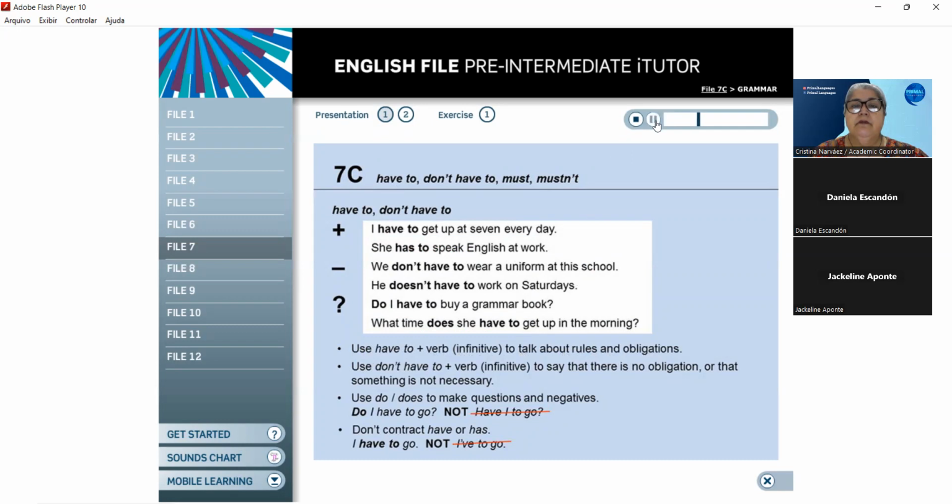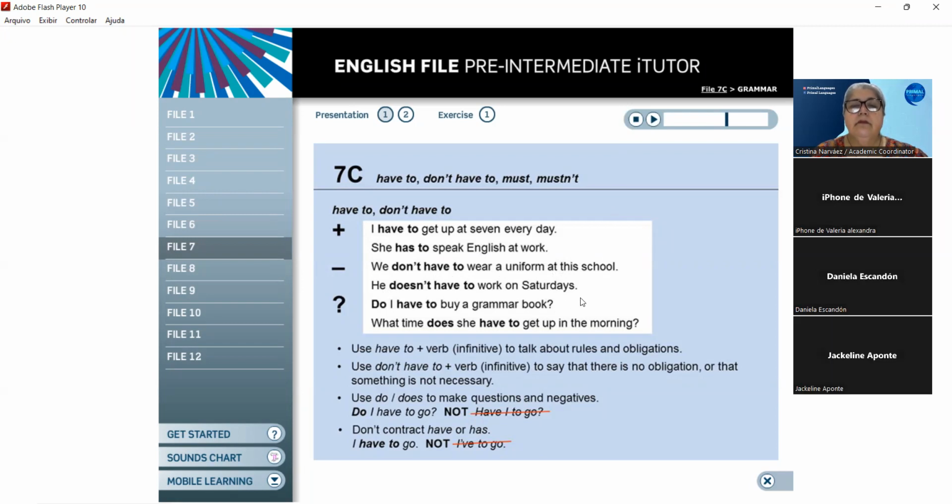Negatives now. We don't have to wear a uniform at this school. Very good. He doesn't have to work on Saturdays. Very good. So when it is negative, you use don't have to plus verb infinitive to say that there is no obligation or that something is not necessary.